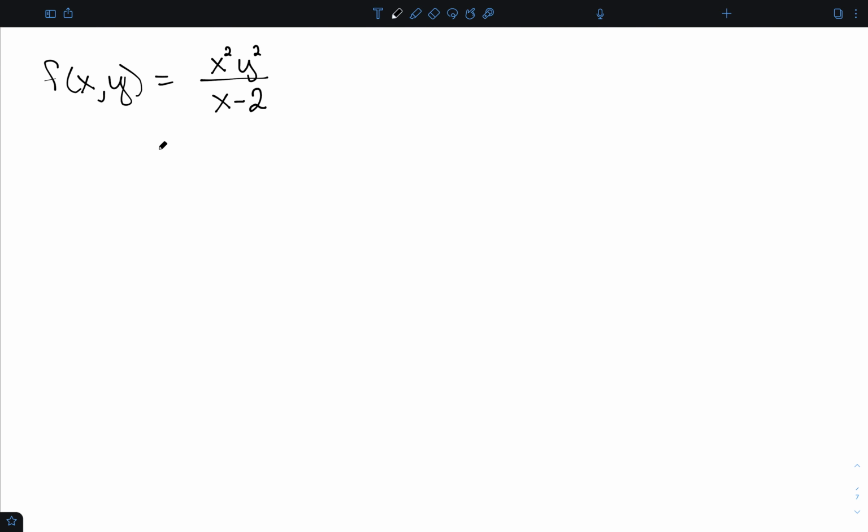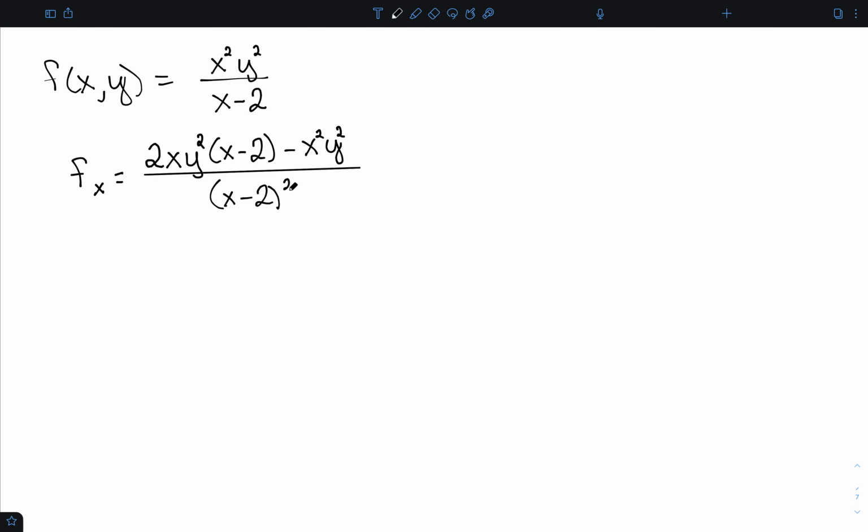Next, let's look at f of x y equal to x squared y squared over x minus 2. This time I'm going to need a quotient rule. I have the derivative of the top. We're only taking the derivative with respect to x, so I'll bring the 2 down and subtract 1 from the exponent on the x, times the bottom, minus the top, times the derivative of the bottom, and the derivative of the denominator is 1. All over the bottom squared.